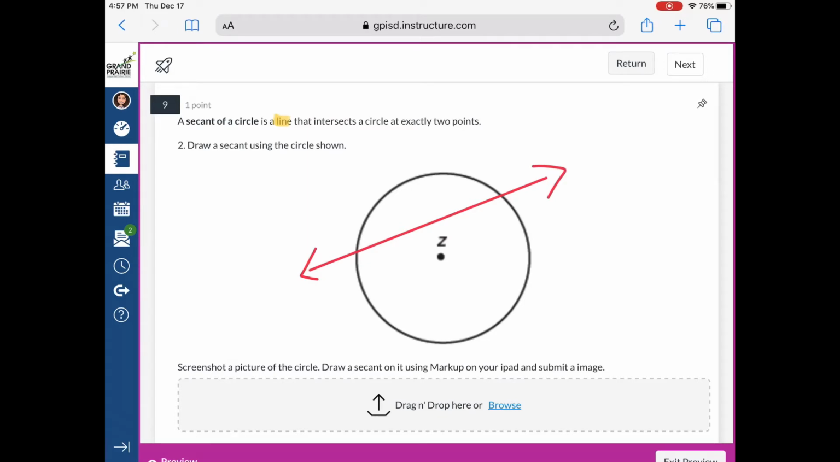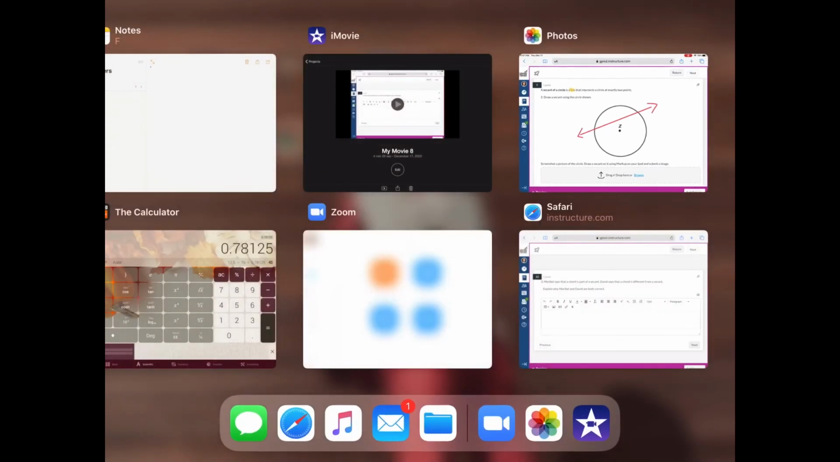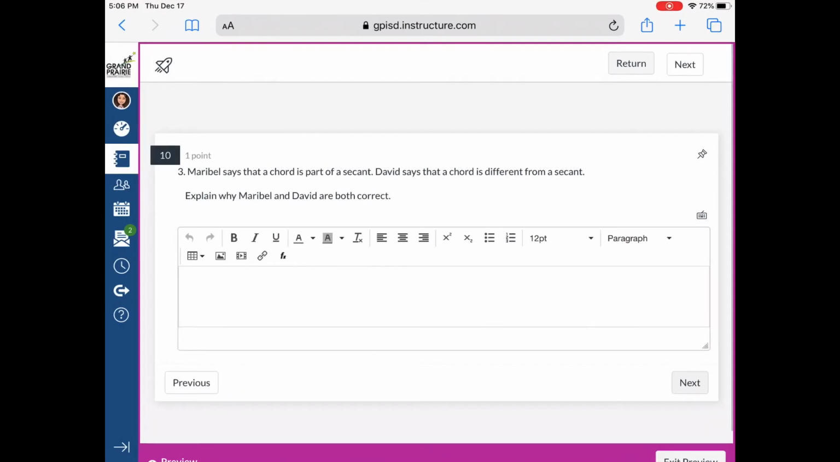Now, what do they have in common? So we know what the difference is, obviously, but what do they have in common? Well, they both have two endpoints in the circle. They both have two endpoints. So if you see any other things that they have in common, go ahead, pause the video and type that in.